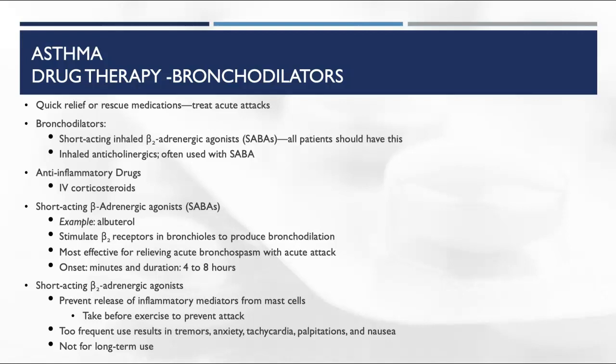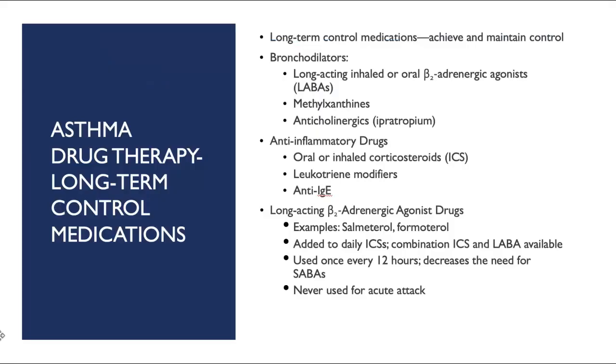Short-acting beta agonists help to prevent release of inflammatory mediators from the mast cells, and so that's one of the reasons you would take that prior to exercise to help prevent that attack. Now, on here it says too frequent use can cause tremors, anxiety, tachycardia, palpitation, and nausea, but many of those are typical side effects that patients do have with bronchodilators, and we don't want to be using those over and over for long-term use. Long-term control medications help to achieve and maintain control.